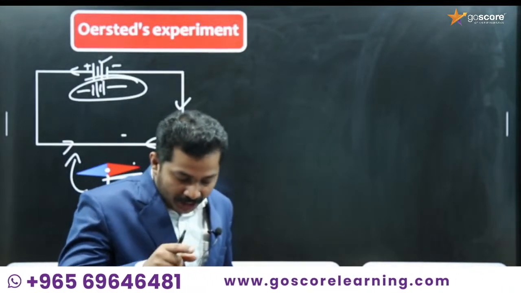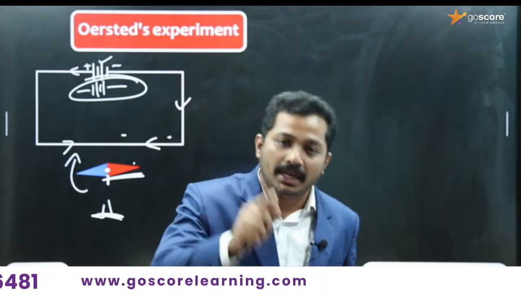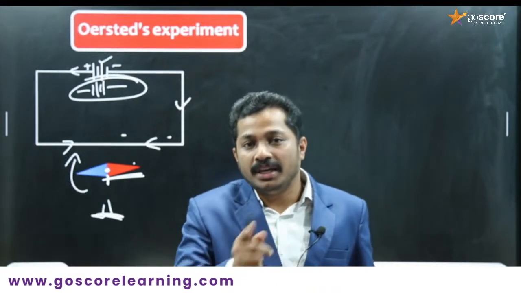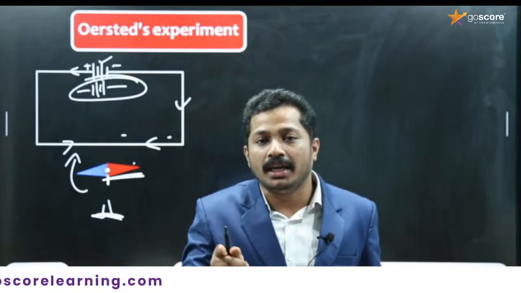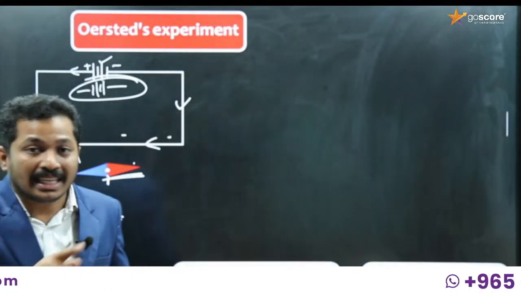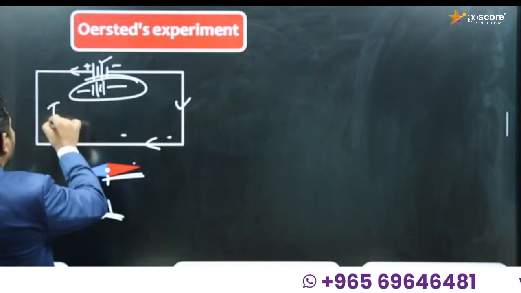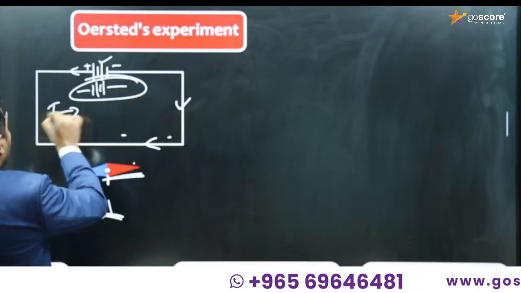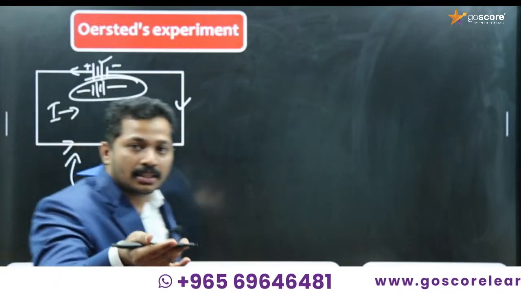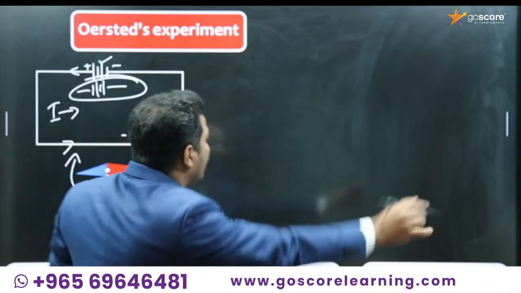So the first conclusion is that a current carrying conductor creates a magnetic field, and the second point, whenever the direction of current changes, there will be a change in the direction of magnetic field as well. One more thing, whenever the intensity of current increases, which means if current increases from I to some more than I, then the intensity of deflection of the needle also increases. So there are three conclusions from his experiment.